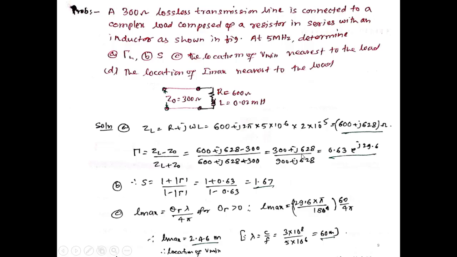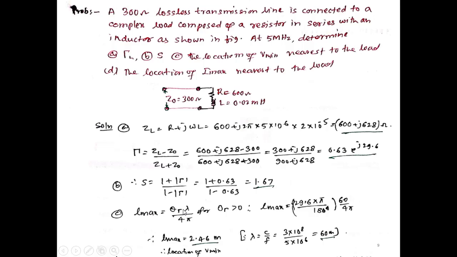You have to convert the numerator into polar form and the denominator also into polar form. Then if we divide, we get 0.63 e raised to j 29.6. The angle is 29.6 degrees. Therefore, S is given by (1 plus the magnitude of the reflection coefficient) whole divided by (1 minus the magnitude of the reflection coefficient). This is given by 1 plus 0.63 divided by 1 minus 0.63. This is equal to 1.67.